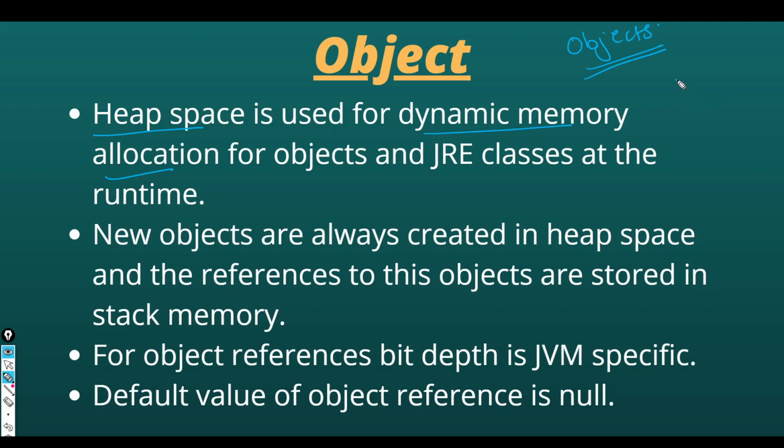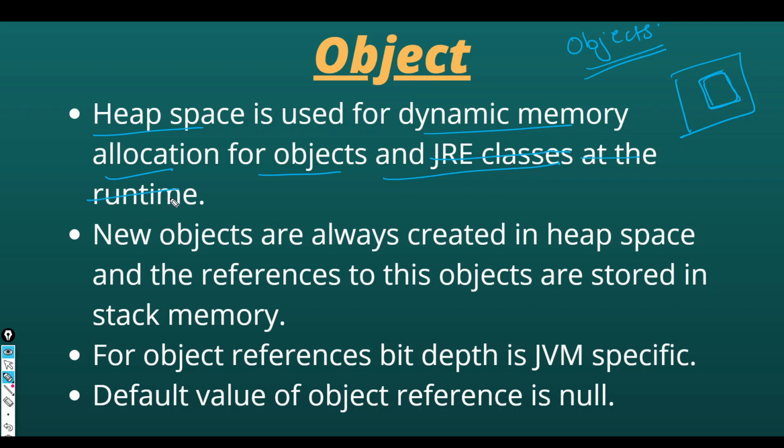For example, this is your memory and this is the heap. Heap is a special memory that is used for storing the object variables, or we can say objects. Heap is used for dynamic memory allocation for objects and JRE classes at runtime. So don't worry about JRE classes at this time.